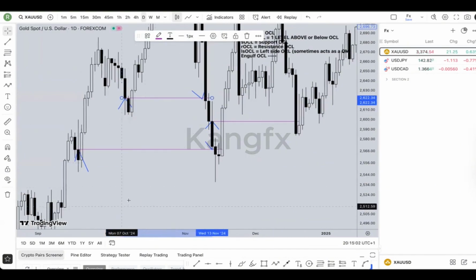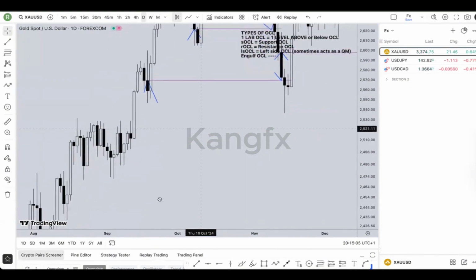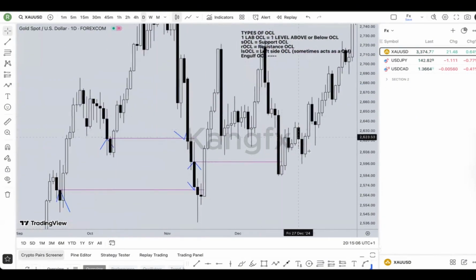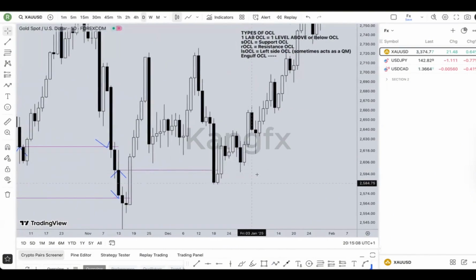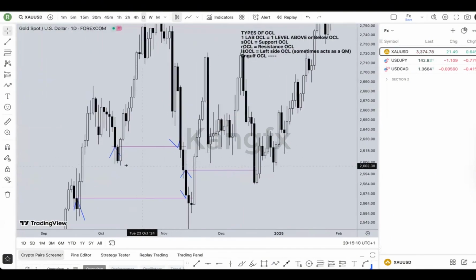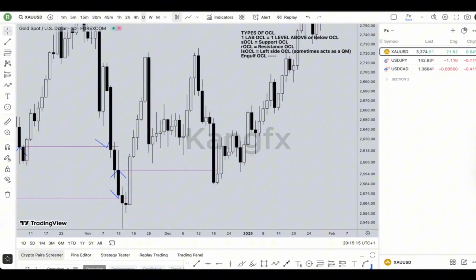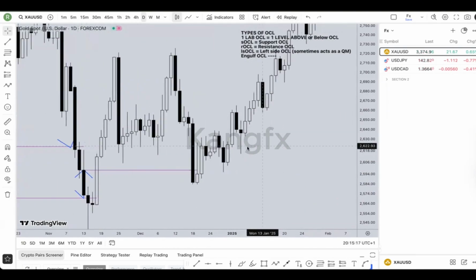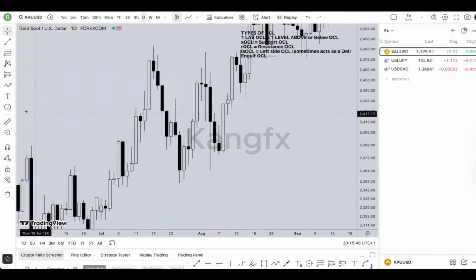So that's LSOCL. Let's see the one that acted as support first, because the one we've seen now, first of all, was acting as a resistance. Let's see the one that acted as support first. Now we have this one.